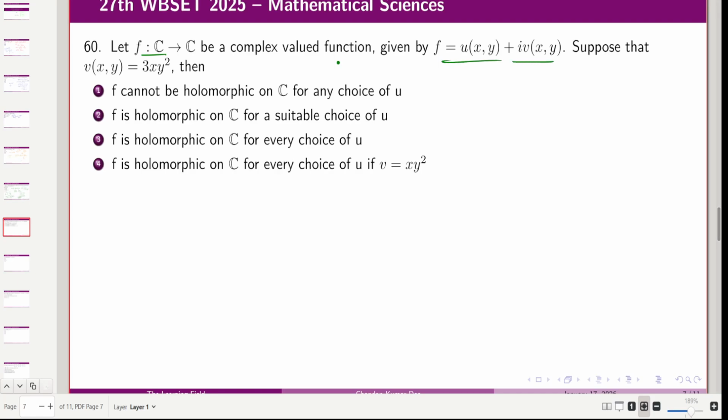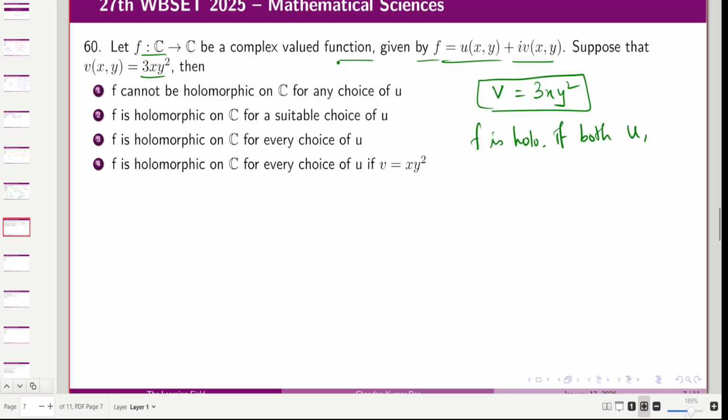It says that let f from C to C be a complex valued function given by f equal to u plus iota v. Suppose that v equal to this, then which option is true? F is holomorphic, or this cannot be holomorphic. So v is given, v equal to 3xy square. Now f is holomorphic if, first, both u and v satisfy the Cauchy-Riemann equation or CR equation.